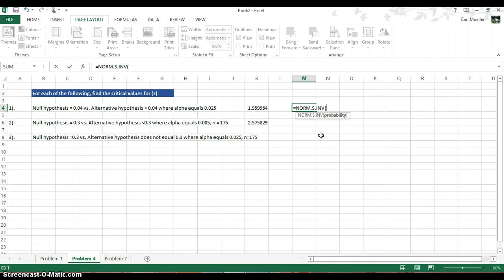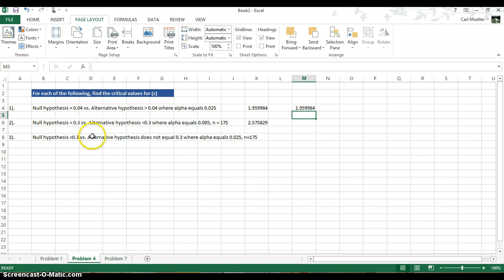To get the z value, because it's a one-tailed test, we're going to do 1 minus. Now what are we subtracting? Well, alpha. We're going to use the alpha, or the area under the curve, 0.025. And this is what we'll use to find our z value, as you'll see.